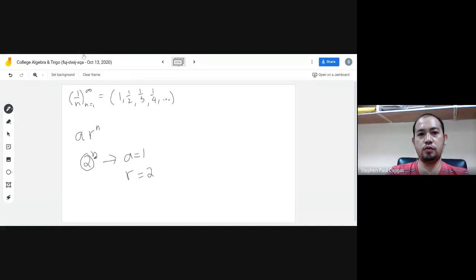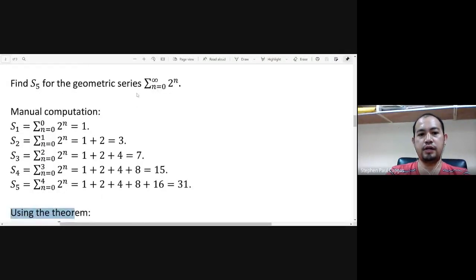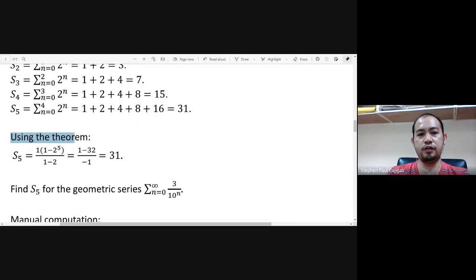So if we go to the partial sum, if we use the theorem, so a, amin hiya, 1, times 1 minus r, I mean, bibiling tapos an ikapira na partial sum an imo ginbibiling, all over 1 minus r. So 2 to the power 5, that is 32. So 1 minus 32 is negative 31 divided by 1 minus 2, that's negative 1. So negative 31 divided by negative 1, we get 31.